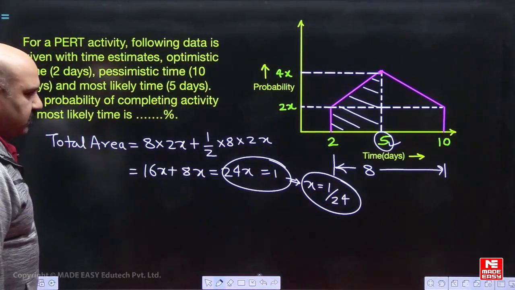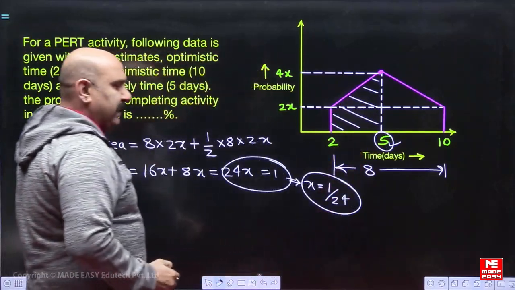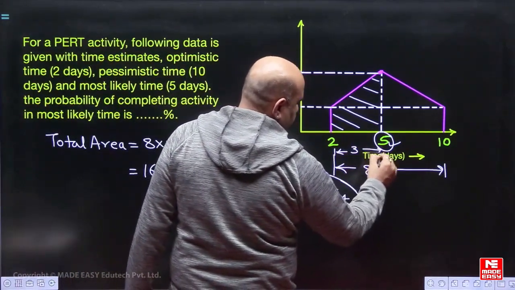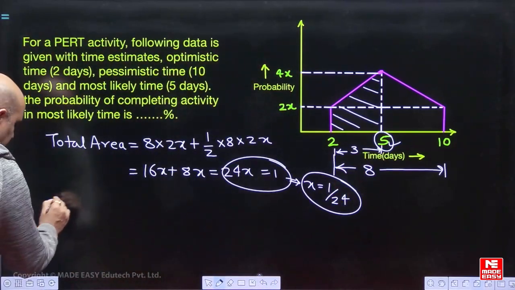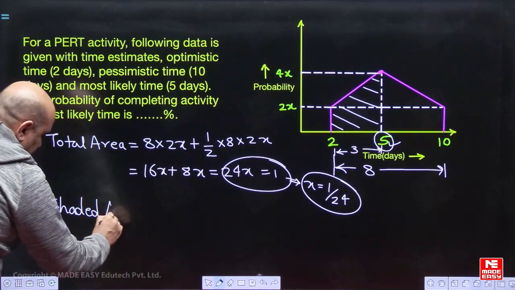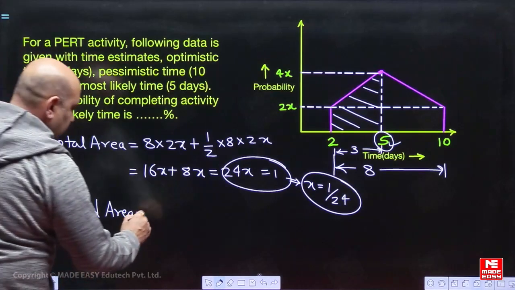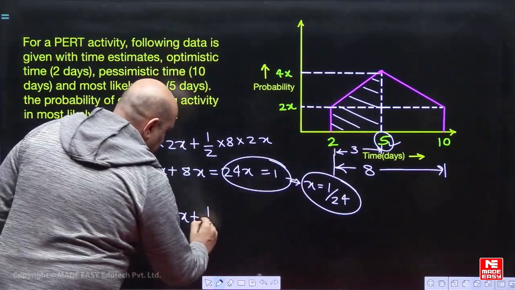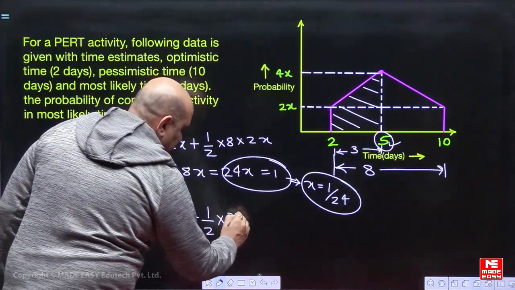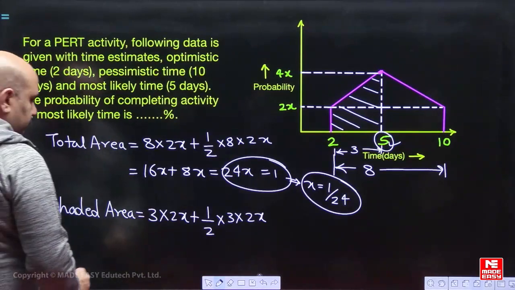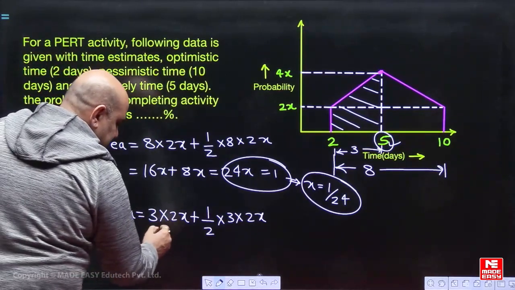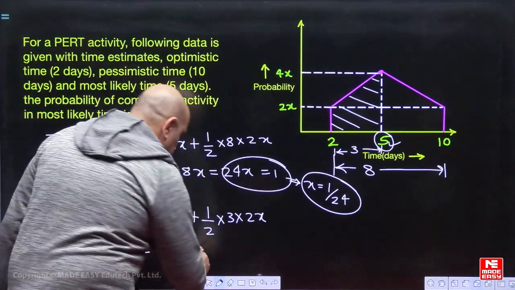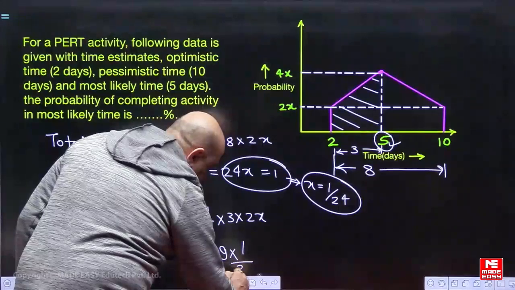Now with this area we need to find the probability of completing the activity by 5 days. For this shaded area, the base is 5 minus 2, that is 3. So the area is 3 into 2x plus half base into height, where half base is 3 and the height is 2x. Now this will be 6x plus 3x, that is 9x. Now the value of x we know is 1 by 24. Put that value, that will be 9 into 1 by 24.